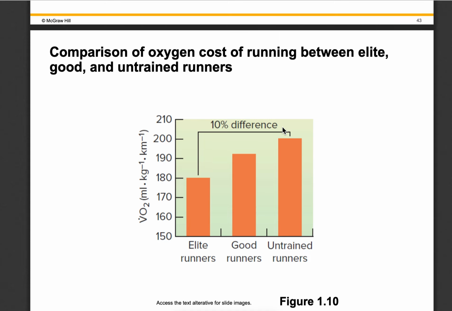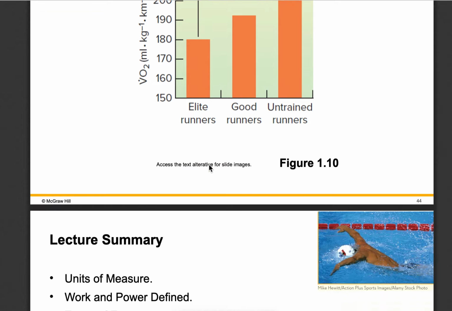So it's taking an untrained individual 10% more energy to travel a kilometer than someone of the same size that is an elite runner. And so your body becomes better at utilizing the energy it makes, which is the whole goal of performance enhancing through exercise and through training: to make your muscles more efficient, so they can do it for longer or do it faster using that same amount of energy.